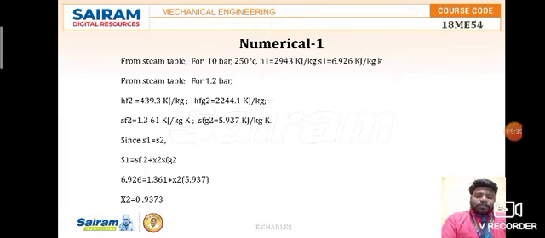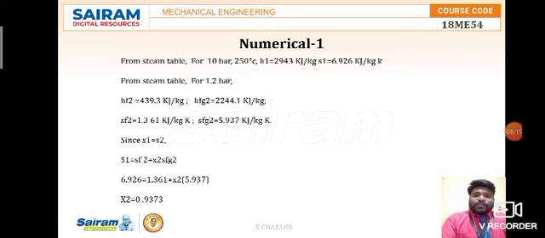That means the steam is superheated steam. Before solving this problem, I would like to tell you the different types of steam available. There are three types: wet steam, dry saturated steam, and superheated steam. Wet steam is nothing but steam with some amount of water particles present. Dry saturated steam is completely dry and there are no water molecules present. For dry saturated steam, the dryness fraction will be 1, that means 100% dryness.